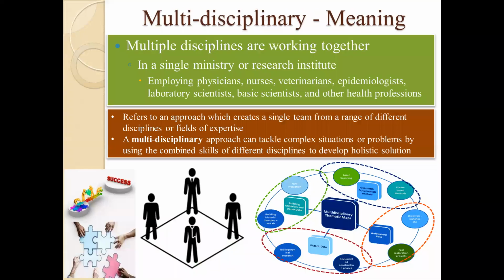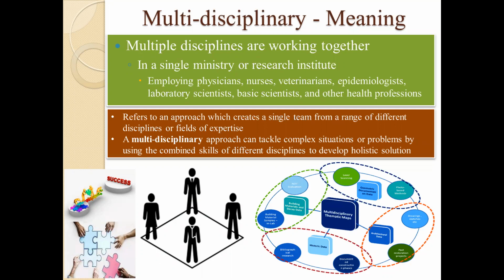So after having understood the meaning of multi-sectoral, at times we hear in public health the term multidisciplinary. What is the meaning of multidisciplinary? Many disciplines working together. Say, for example, in a single ministry or a research institute, there are many people. There are physicians, nurses, veterinarians, epidemiologists, laboratory scientists, basic scientists, and other health professionals. They all work together. These are all the disciplines. These disciplines work together to solve the problem.